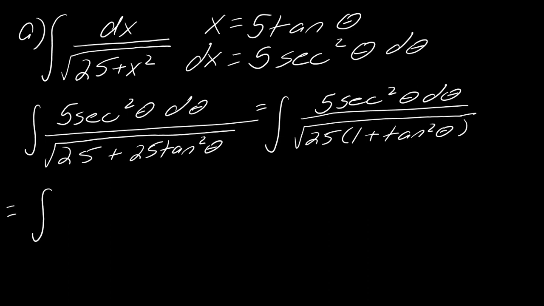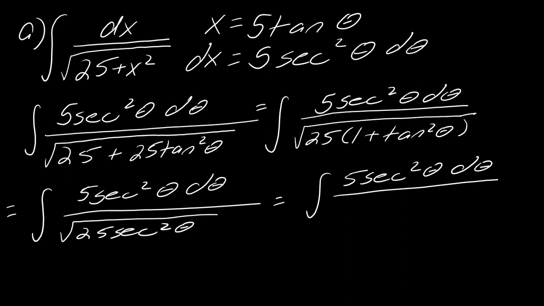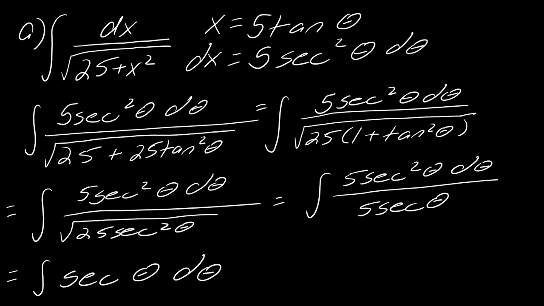And so then I can rewrite this as 5 secant squared theta d theta, and this really just becomes 25 secant squared theta. So now I'm left with 5 secant squared theta d theta over 5 secant theta. Then we can see some obvious cancellations. So I'm actually just left with the integral of secant theta d theta.